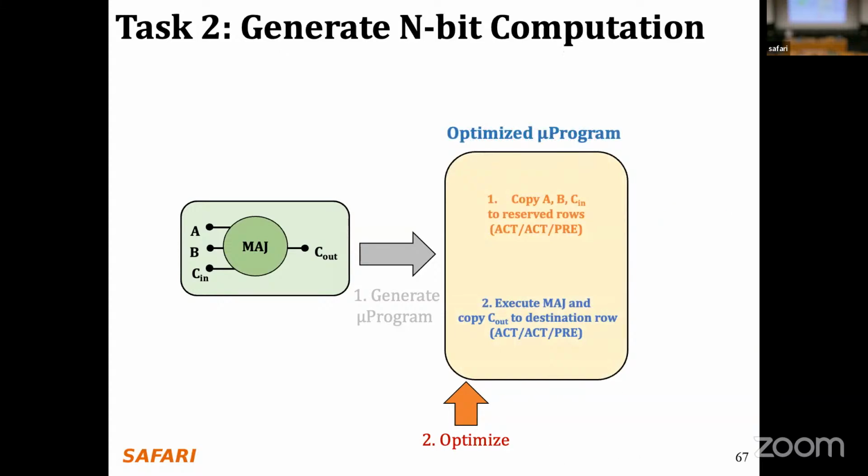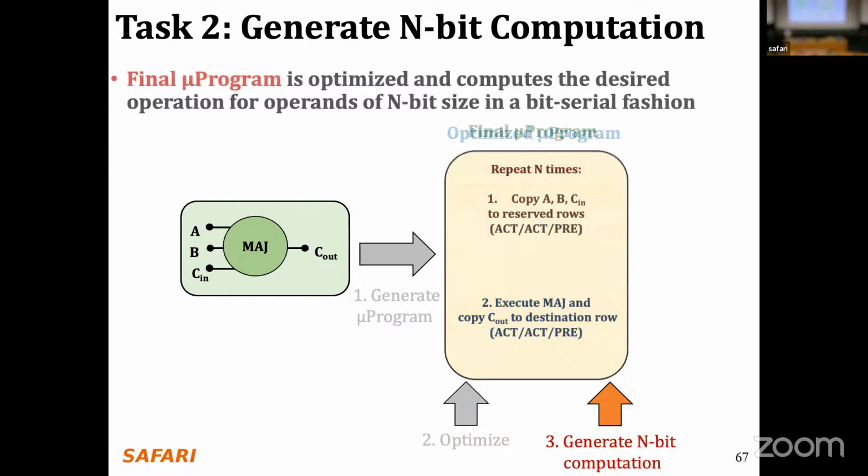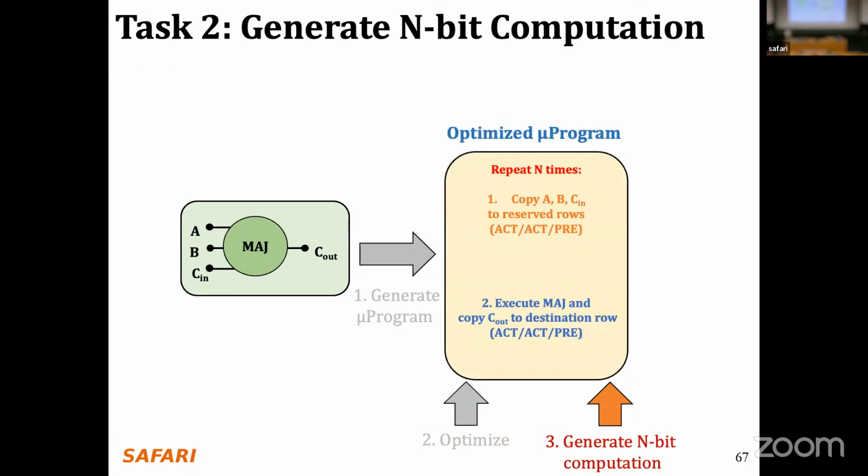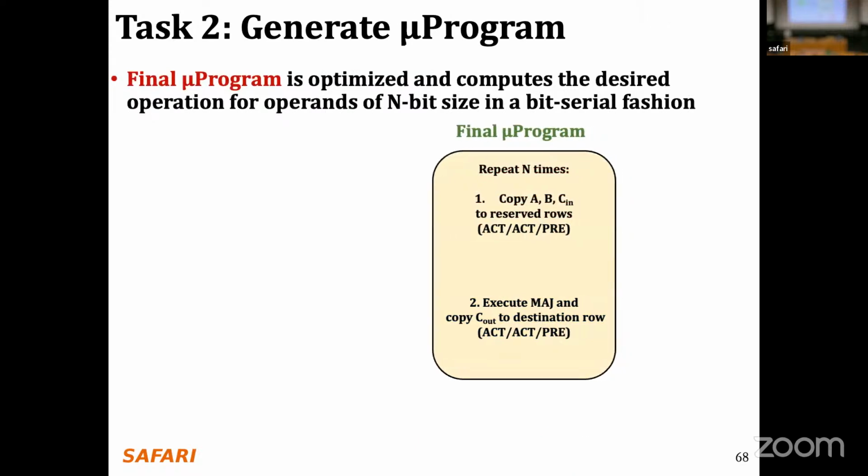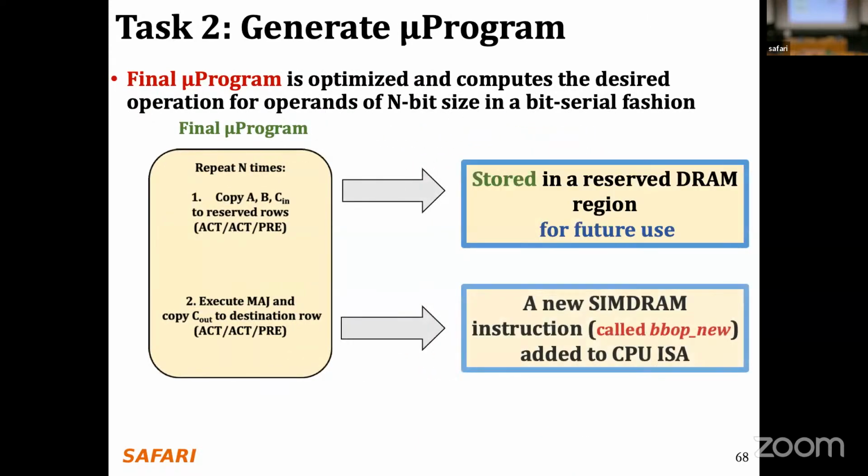further improve latency. And now the only thing that is missing is to generalize the computation to an n-bit computation, because this is only executing a 1-bit operation. So I basically need to make sure that I repeat this n times, n meaning the target bit precision that you have for that particular computation. So this gives us the final microprogram, which is stored in a portion of the DRAM space for future use, and a new instruction is added to the CPU ISA so that the processor can trigger these operations over here.